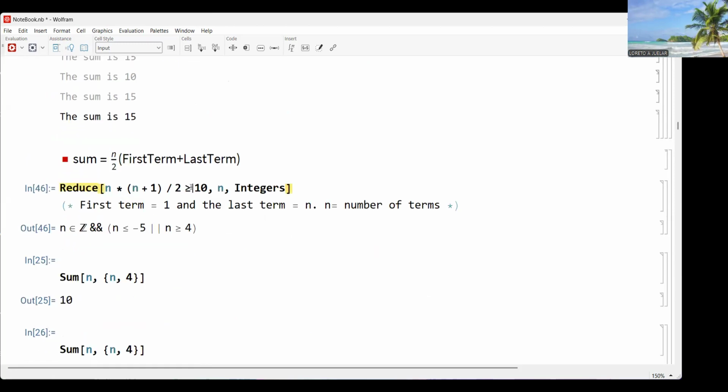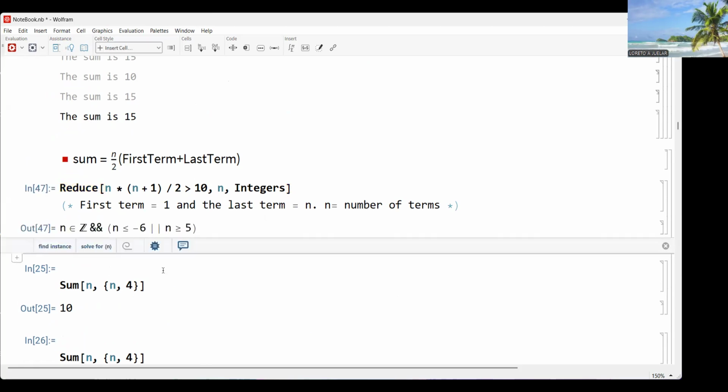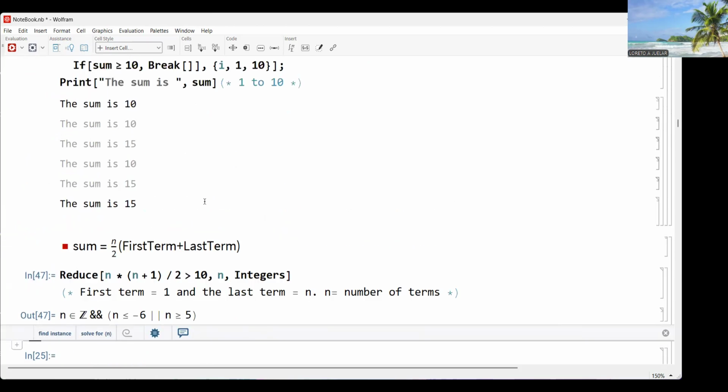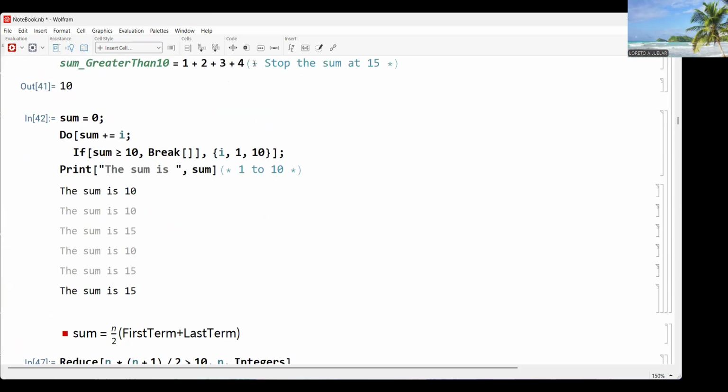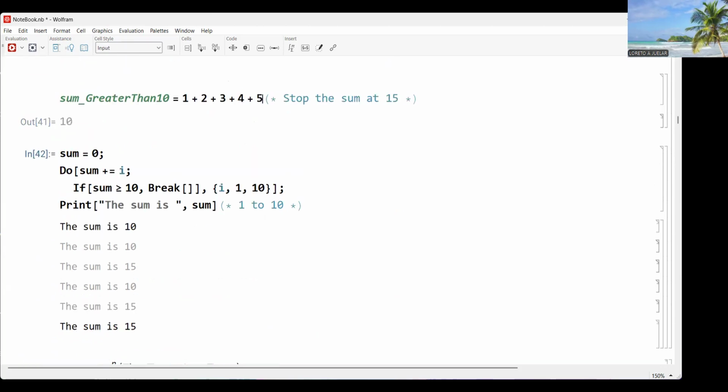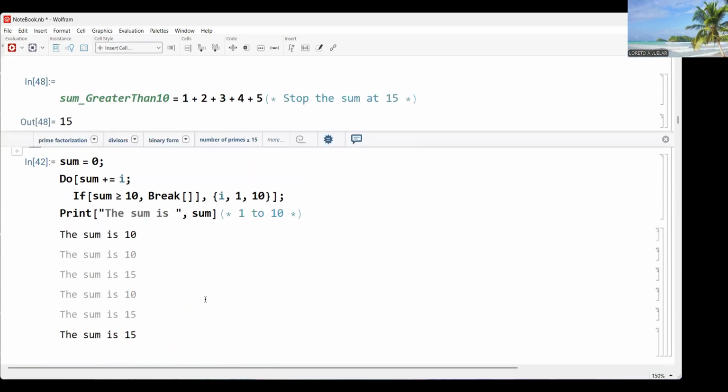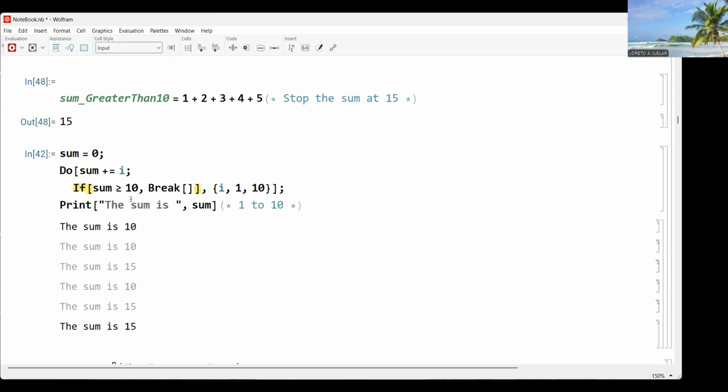But if we have greater than 10, for example, n times n plus 1 over 2 is greater than 10, what we have here is n should be greater than or equal to 5. So you add 1 here, add 5 so that it becomes 15, like this one, because our problem here is to find the sum greater than 10. So it becomes 15.